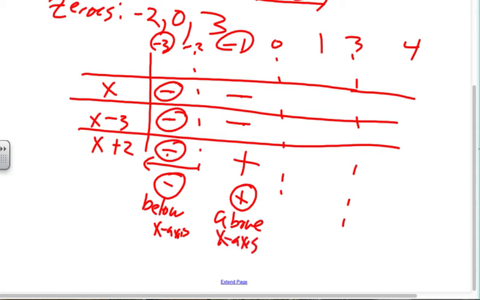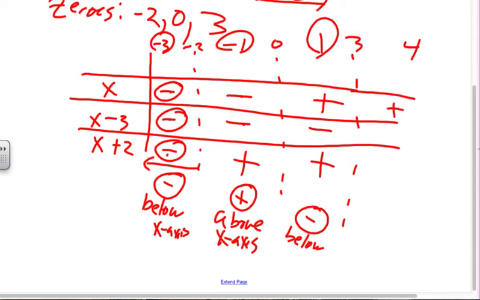Then I plug in the point I've got here, 1. Gives me a positive here. 1 minus 3 is a negative, and a positive. That's a negative, so I'm going to be below. And then the final one is plug in my 4. That's going to give me a positive, positive, and a positive. That tells me I'm going to be above.